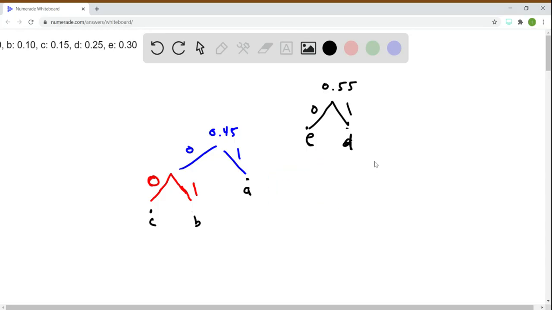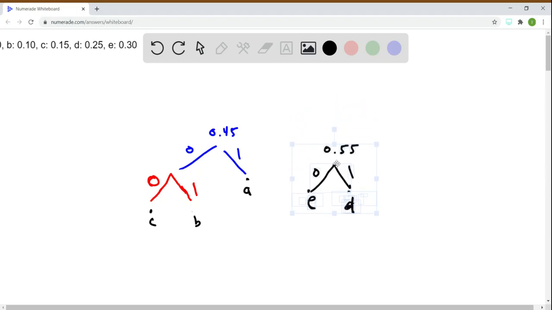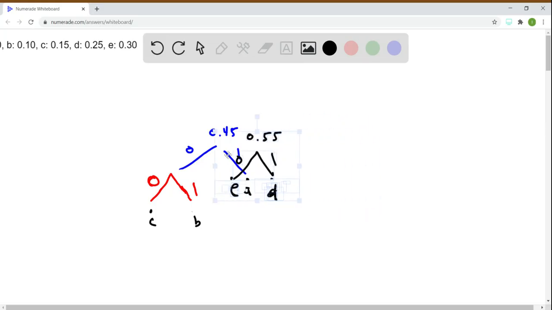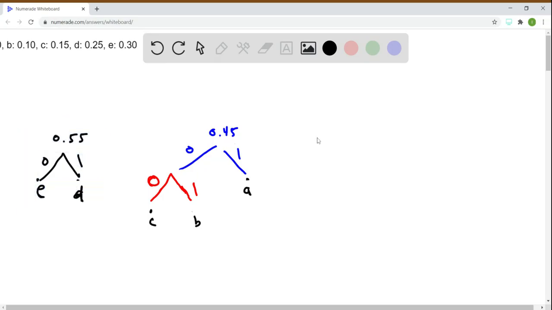Okay. Now we do our final comparison here with these two. So now we're going to compare the frequency of 0.45 and 0.55. Well, 0.55 is more frequent, so remember that means this is going to be moved to the left. And then we're going to combine these two trees like so. So then this would be 0, and then that would be 1. And then you would see that 0.55 and 0.45, add those up, and that would give us just 1. So I'll just put 1.00.